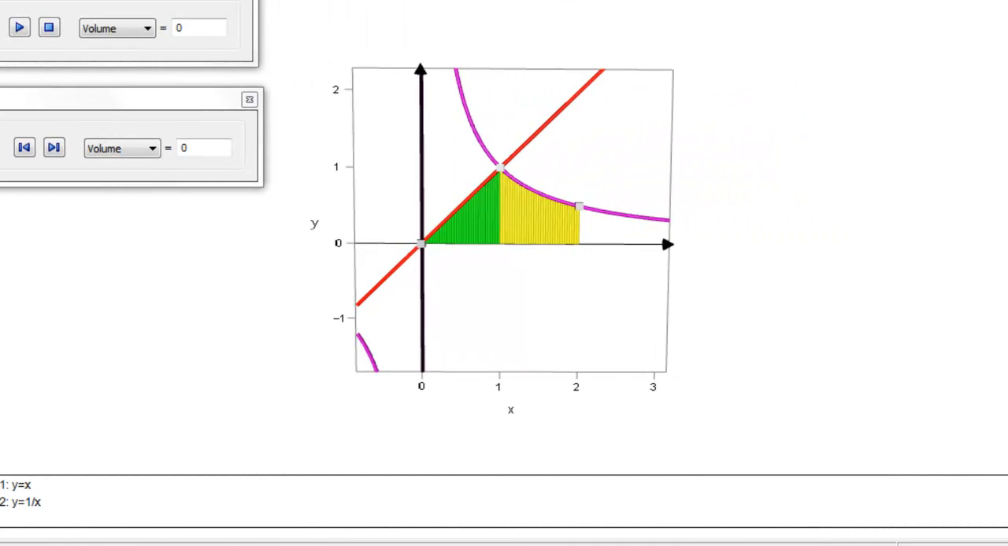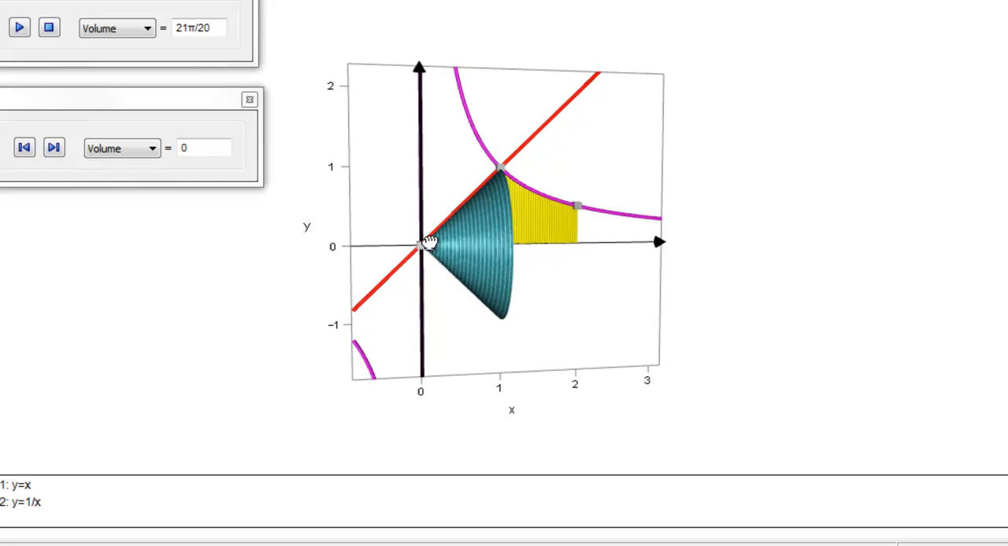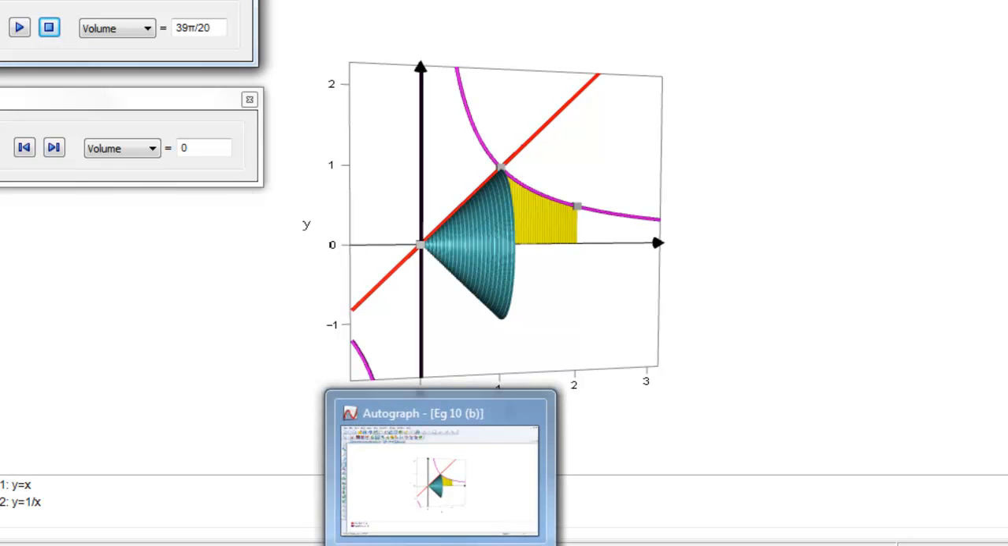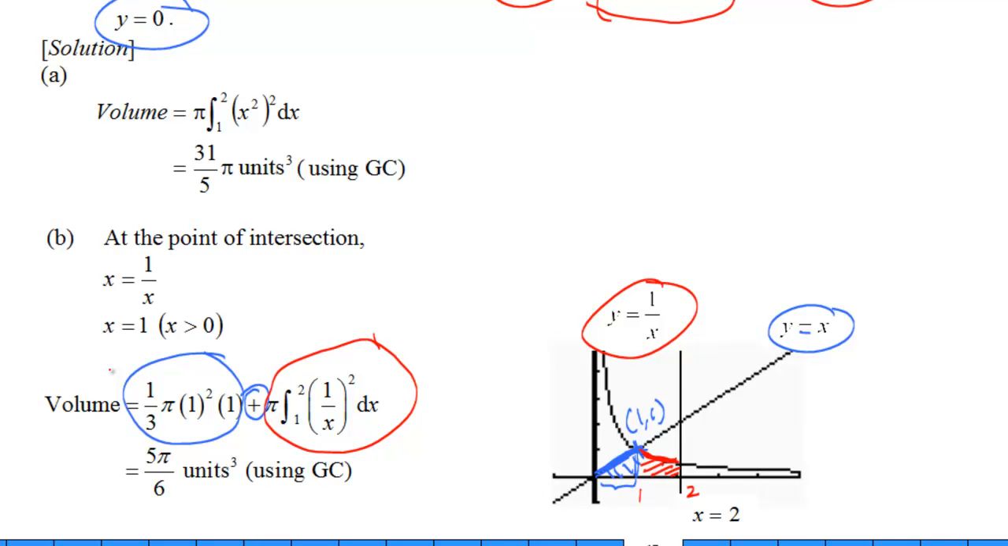In this diagram, the green portion is the region bounded by y equals x. It is in the shape of a triangle, as I have illustrated earlier. This particular triangular region will generate a cone when we revolve about the x-axis. Because it generates a cone, we see that the volume of a cone is 1/3 pi r square h. The issue is, how do you see the r and the h in the cone?